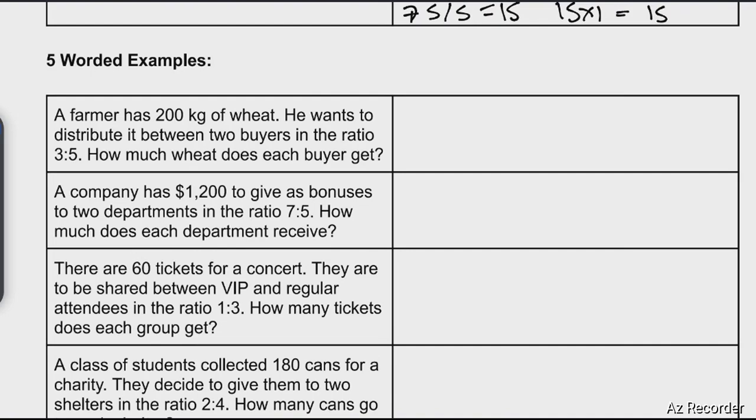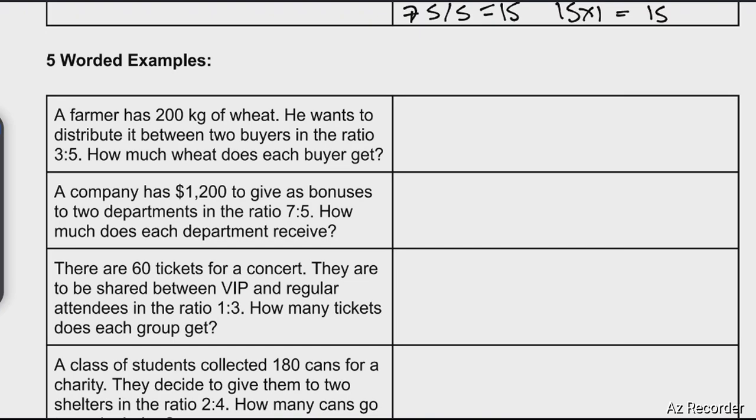So you may find ratio questions disguised as long form questions. The concept and the working is exactly the same, but we just have to know what it's asking us to do. So, for example, a farmer has 200 kilograms of wheat. He wants to distribute it between 2 buyers in the ratio 3:5. How much wheat does each buyer get?